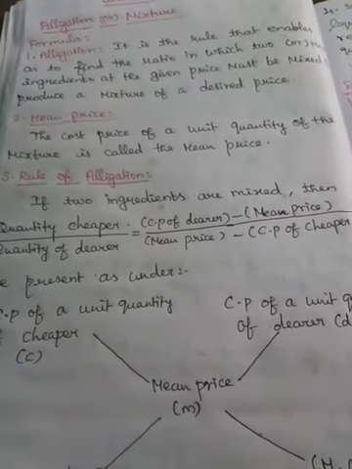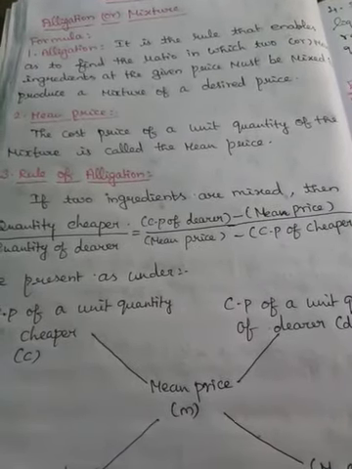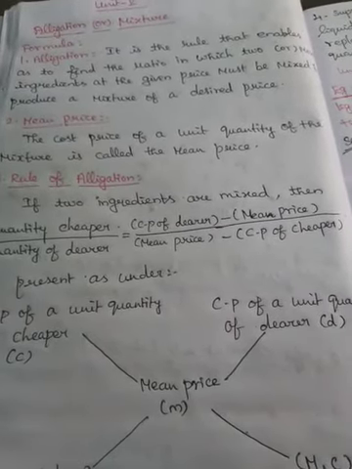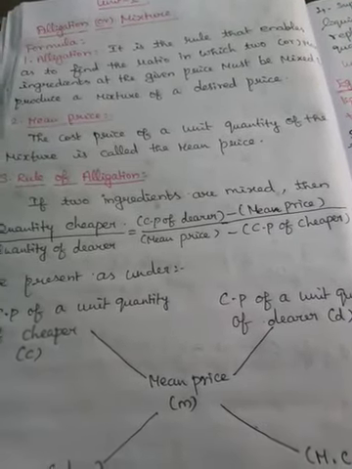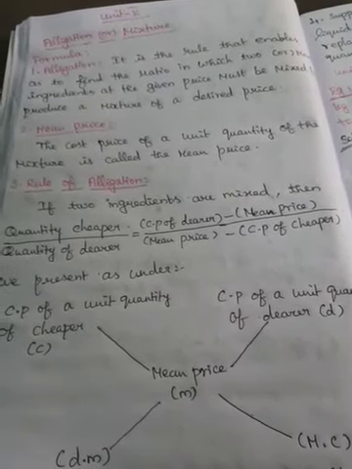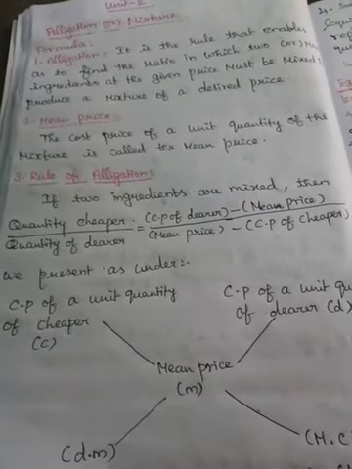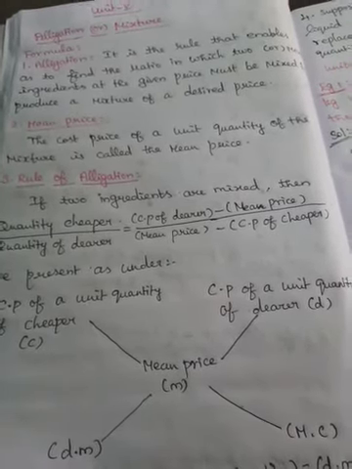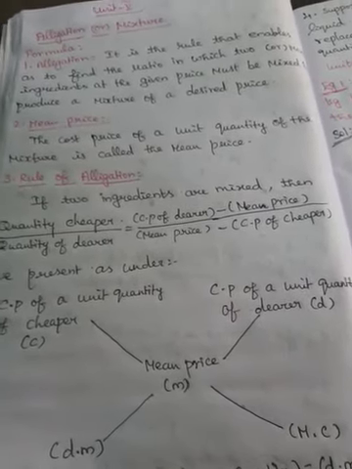Second one, mean price definition. This is the important definition. The cost price of a unit quantity of the mixture is called the mean price. Third one, rule of allegation. If two ingredients are mixed, then quantity of cheaper divided by quantity of dearer equals CP of dearer minus mean price, divided by mean price minus CP of cheaper.